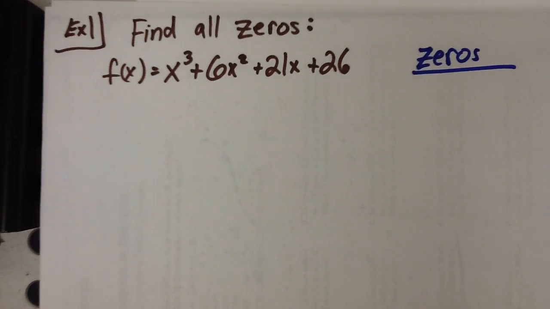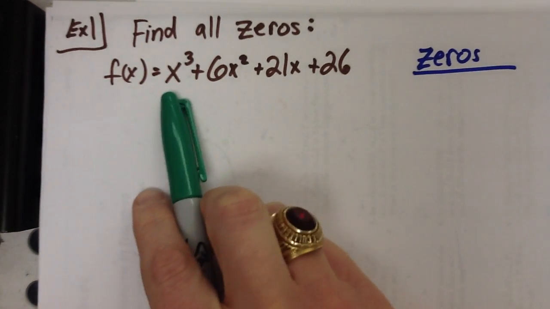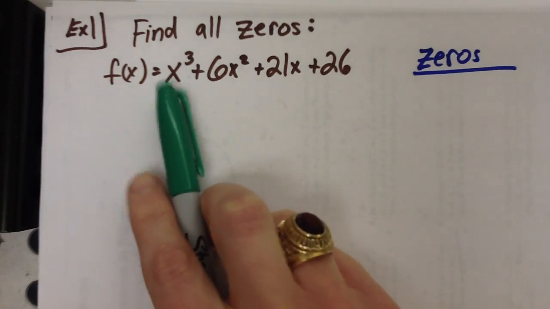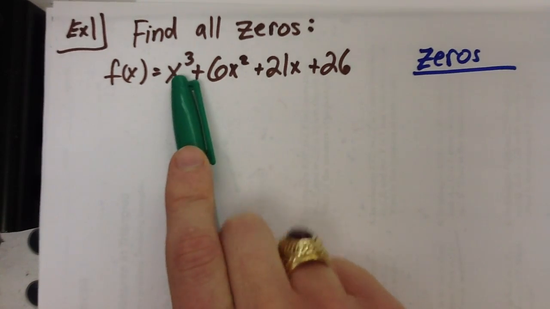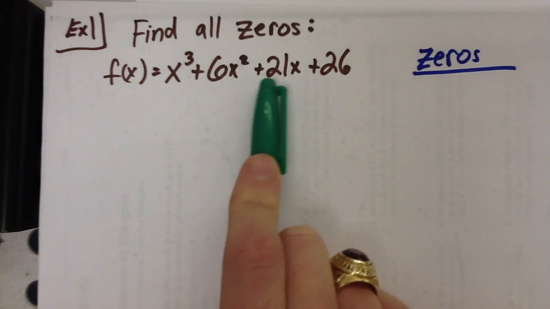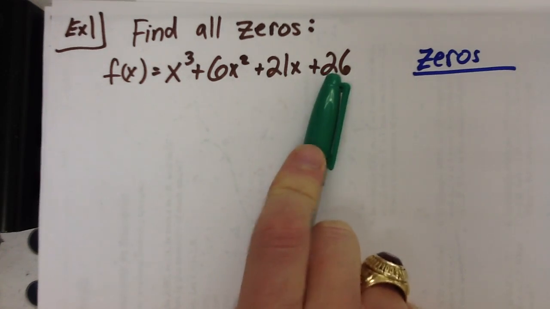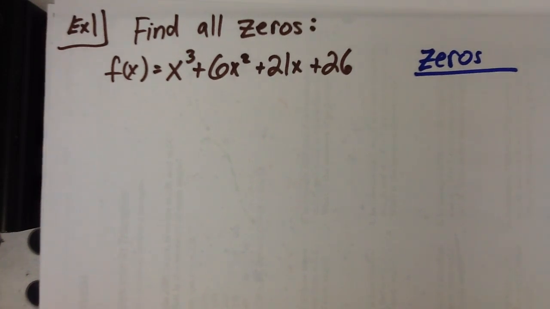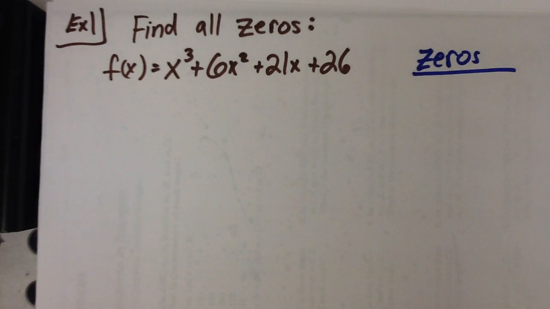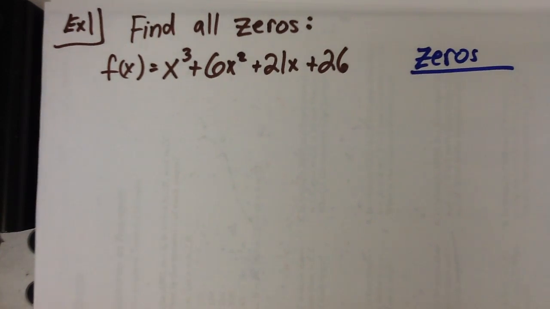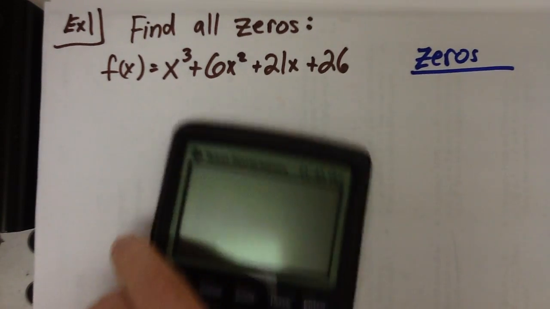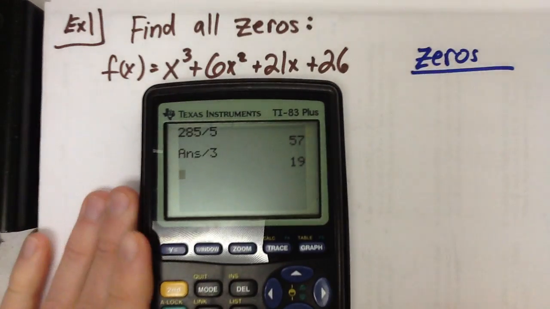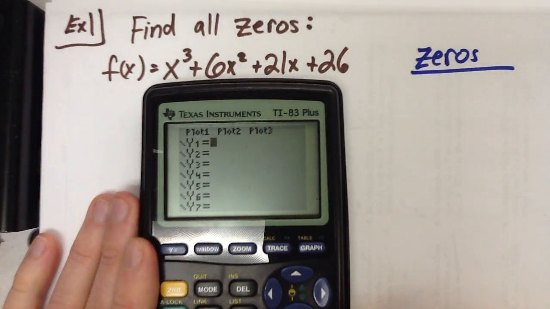Find all the zeros for f of x equals x cubed plus 6x squared plus 21x plus 26. Okay, now I doubt you know how to factor that off the top of your head. There are some rules in the book you can use to do it without a calculator, but I'm going to let y'all go ahead and cheat. So take out your calculator and let's type this in.